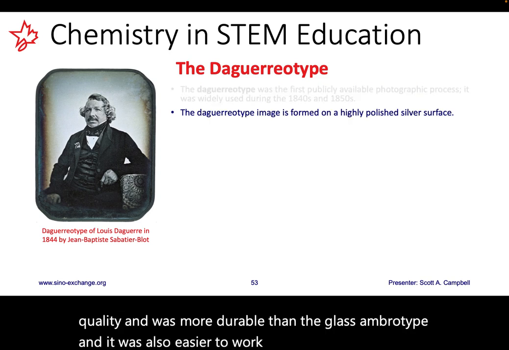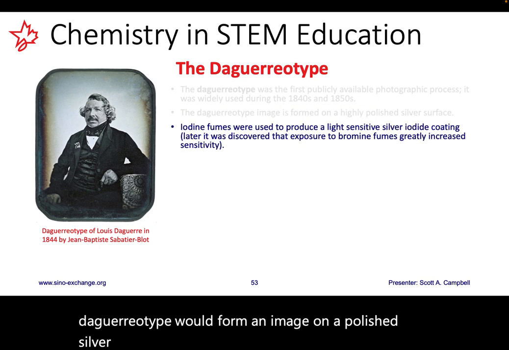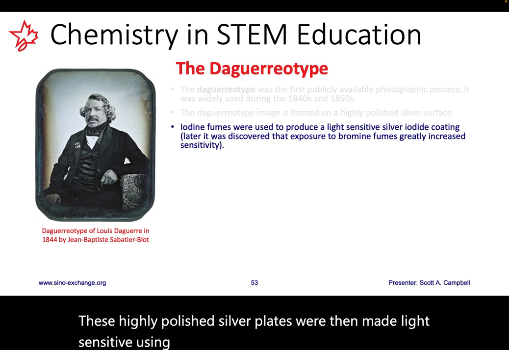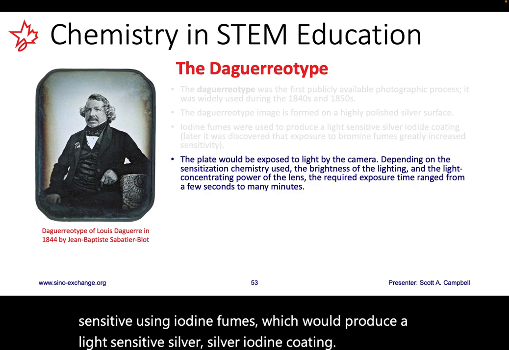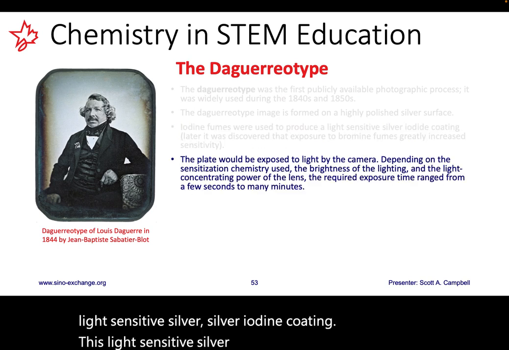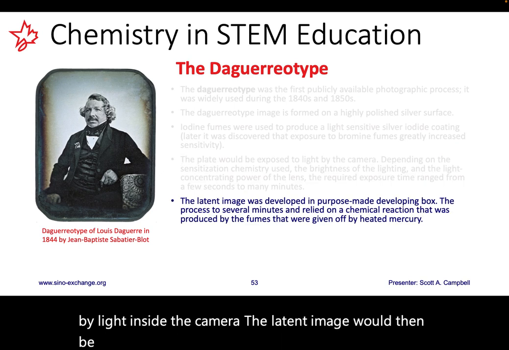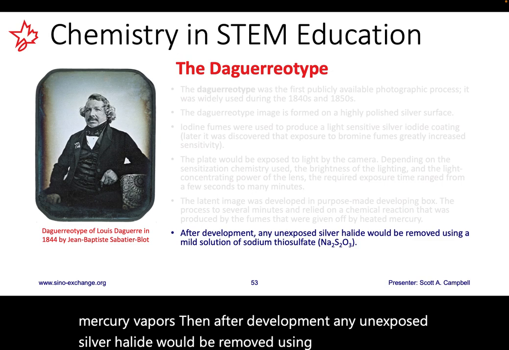Now, the daguerreotype would form an image on a polished silver surface. These highly polished silver plates were then made light sensitive using iodine fumes, which would produce a light sensitive silver iodine coating. This light sensitive silver plate would then be exposed by light inside the camera. The latent image would then be developed in a purpose-made developing box using mercury vapors. Then, after development, any unexposed silver halide would be removed using a mild solution of sodium thiosulfate.